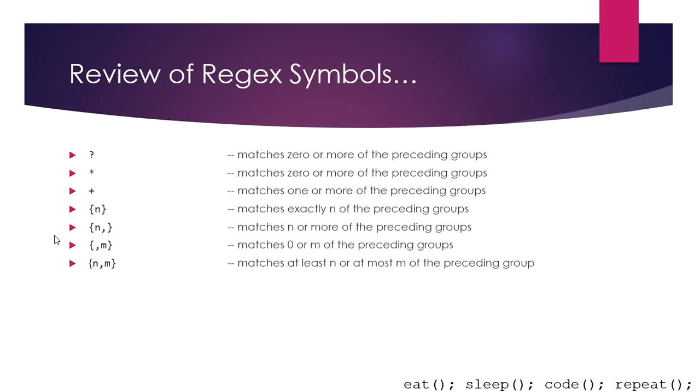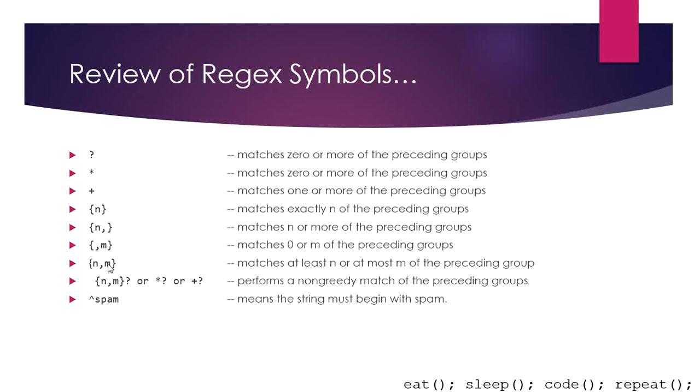Important thing over here is that we use no spaces in these quantifiers. Okay, not to use any spaces, else it's going to give an error, the attribute error which we had in the previous video, which we have solved in the first part of this video. So it matches at least n or at most m of the preceding groups. Then we have greedy and non-greedy matching. Then we have the caret, which matches the beginning, and then we have a dollar, which matches the end.